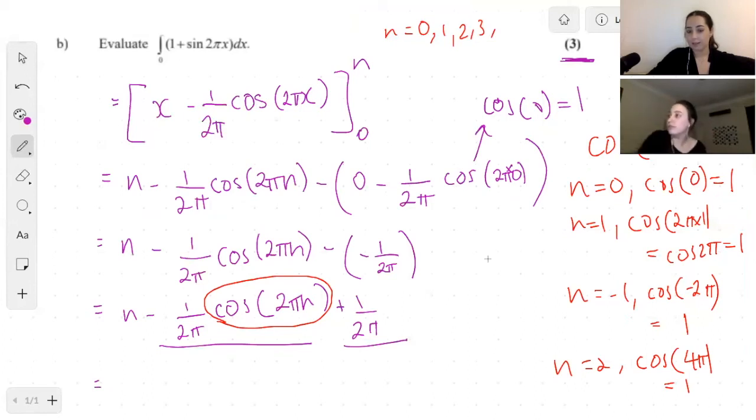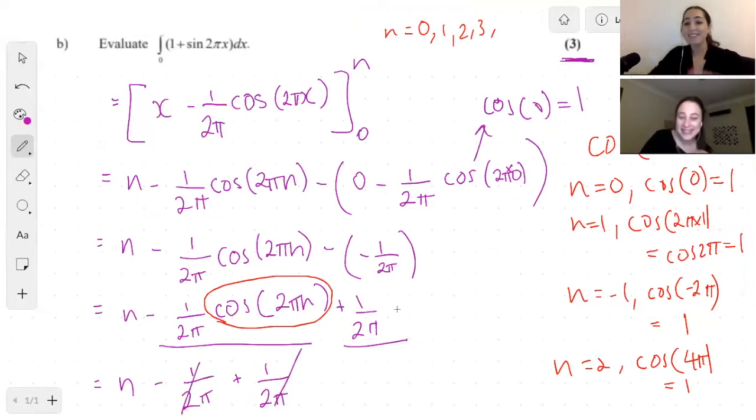Right, okay. So that just leaves us with n minus 1 over 2 pi times 1, plus 1 over 2 pi. See, they do cancel. I didn't want to say yes until we got that. And then it's just n. Answer is n. That's it. Done.